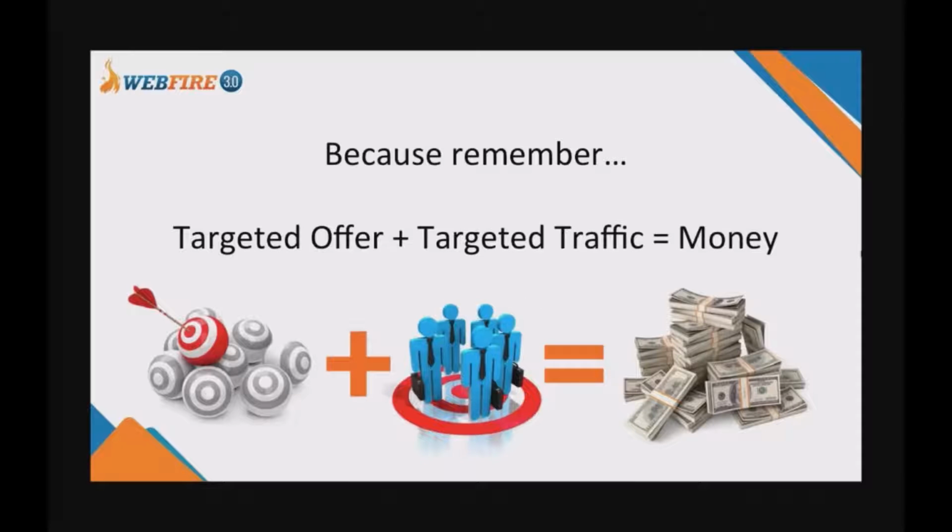Because again, I'll be showing it to you live, and remember, if you have a targeted offer plus targeted traffic, it equals money almost each and every time. If you're not making money right now, something is wrong with your equation right there. You're missing one of those. If you have a targeted offer and targeted traffic, you can make money almost each and every time. So if you're not, one of those two is probably missing or off.